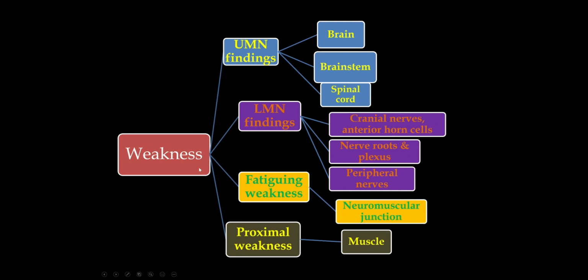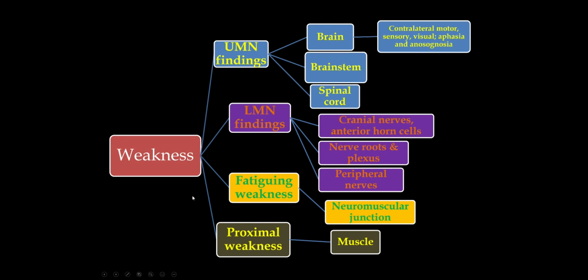Okay, and then finally, if the weakness is not upper or lower motor neuron, it's not fatiguing, and it mainly involves proximal muscles, now we're dealing with a muscle disease. All right, so weakness, really, this is a very basic outline, but generally when we have a weak patient, just real quick, we need to know, are there upper or lower motor neuron findings? Is it fatiguing weakness, or is there proximal muscle weakness? And so let's go through each of these now and just add another layer of detail.